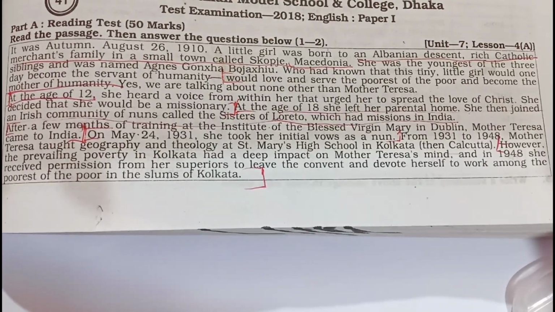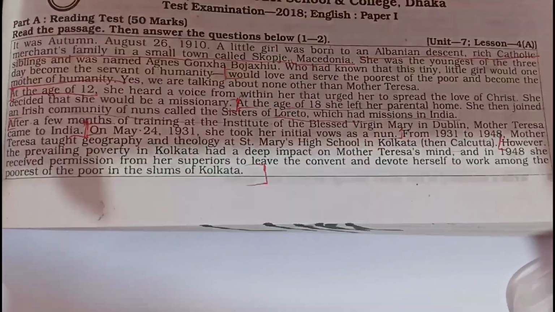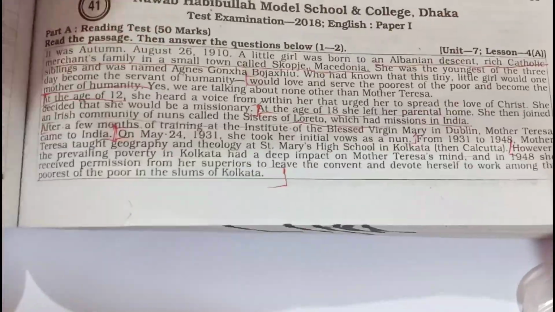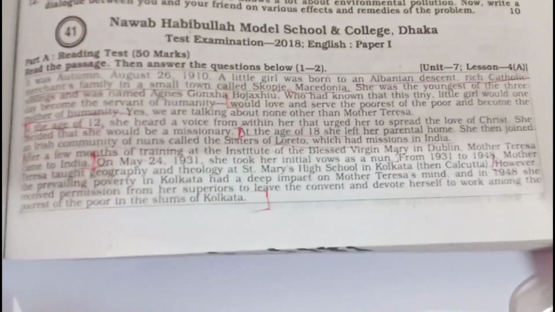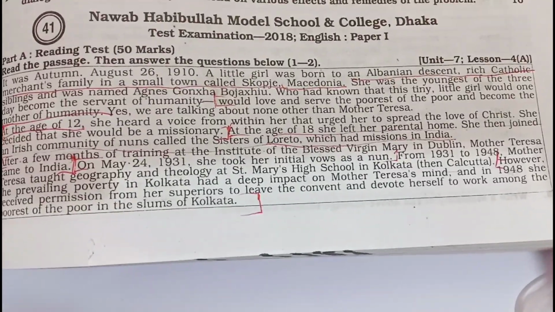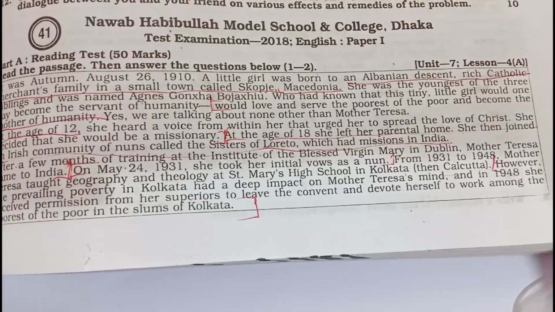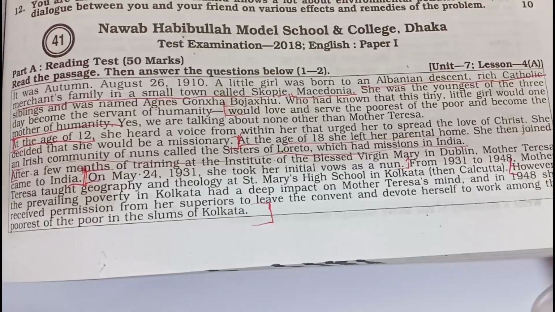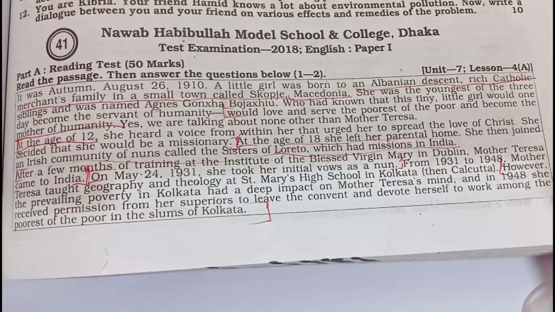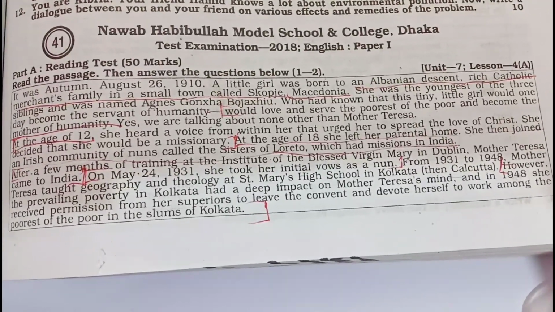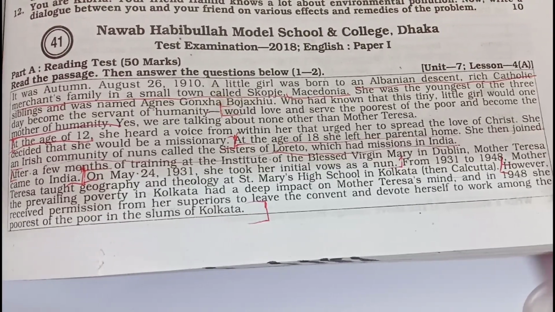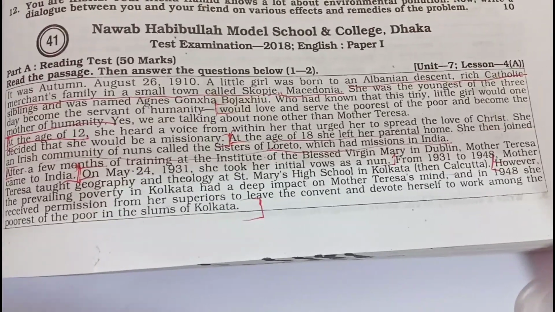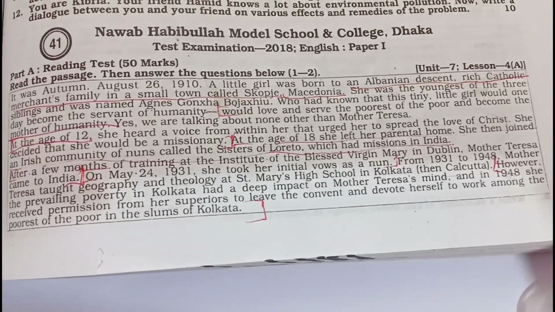Mother Teresa is a prominent character, and of course she is an idol for everyone. And we can see that she wanted to become a missionary to spread the love of Christ. And the important thing which makes her different from others is that her deep thinking and feelings make her different from other girls at such an early age. Here we find words like "she heard a voice from within herself" used actually to describe the difference.